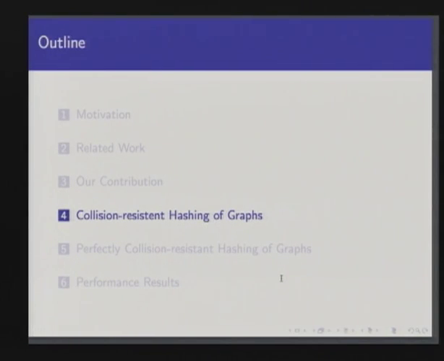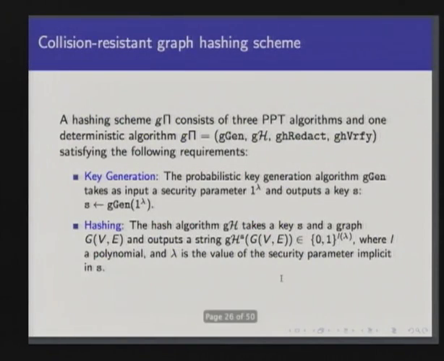So we use this basic definition of a standard hashing scheme and we come up with a formalism for a collision resistant graph hashing scheme. So how can we use this standard hashing scheme for a collision resistant graph hashing scheme? A graph hashing scheme basically consists of 4 functions: generate, hash, graph redact, and graph verify. Of these 4, the first 3 functions are probabilistic or randomized algorithms, and the last one is a deterministic algorithm.